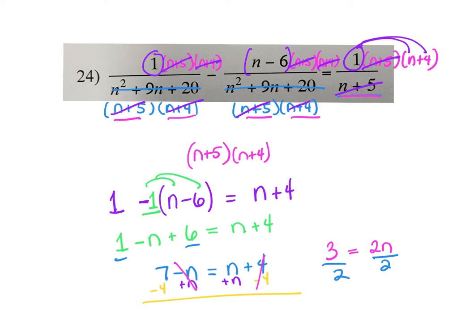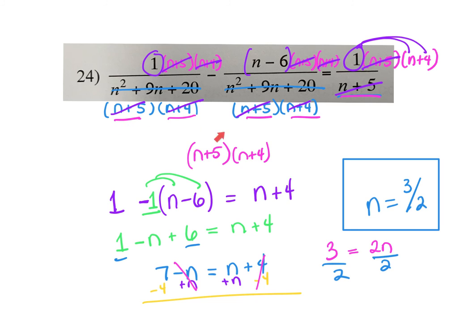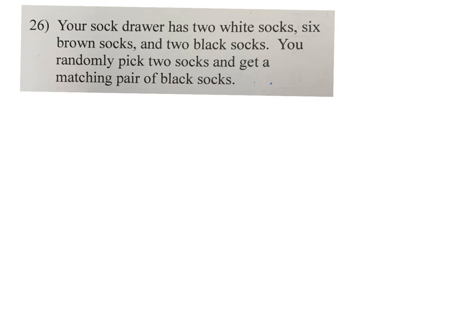Divide both sides by 2, you get n equals 3/2. You do need to make sure that doesn't cause a problem in any of your denominators. If you were to plug in 3/2 to any of these groups, it would not cause a 0. So that is your final answer there.